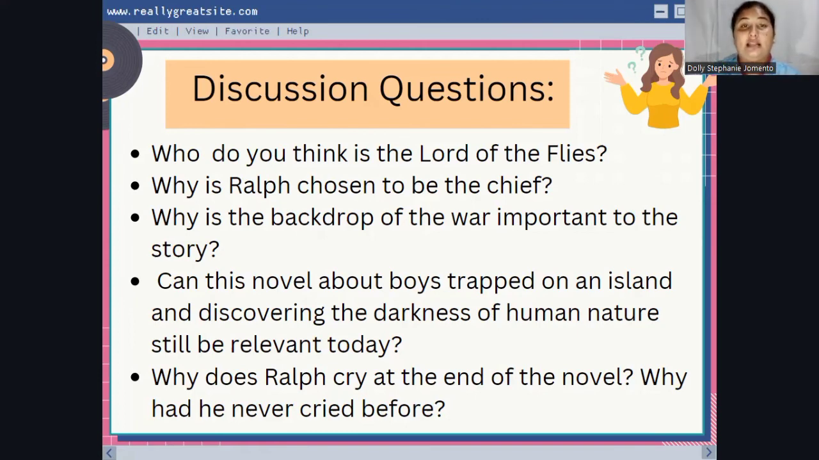So next we will answer number 3. Why is the backdrop of the war important to the story? The backdrop of the war is important to the story because it is why the boys' plane is shot down, an event that kills the adults on the plane and leaves the surviving boys alone on the island.